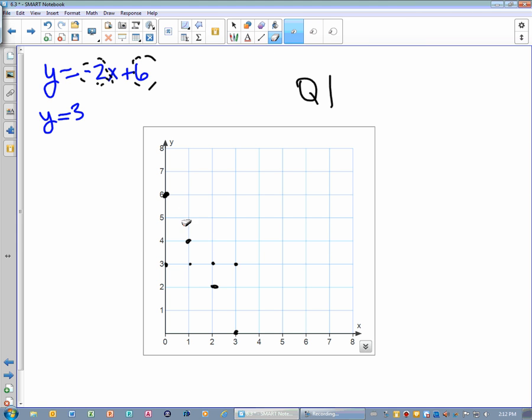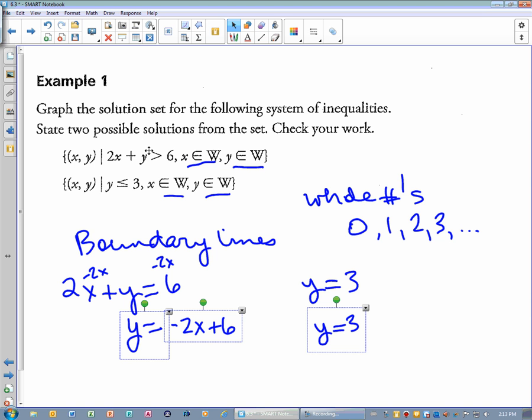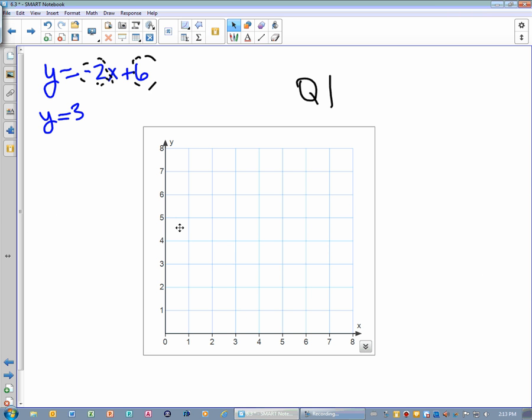So I've already gone ahead and made lines that I can show you now. There is that one. Ooh, it's dashed. How come this line y equals negative 2x plus 6 is dashed? Because my original inequality was a greater than. So dashed line here, solid line here because it's less than or equal to. So there's my lines again.